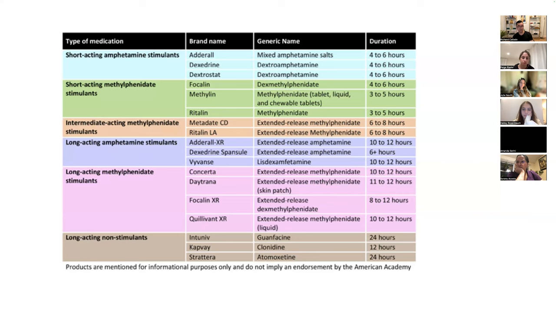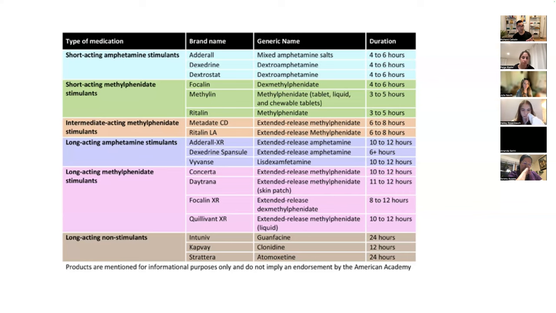Clonidine immediate release also has evidence in borderline personality disorder. I know we don't have many meds that are FDA approved for borderline, but it has good evidence to help with self-harming behavior. There are some studies that show that patients who take clonidine PRN tend to self-harm less. All right. Any questions with this?